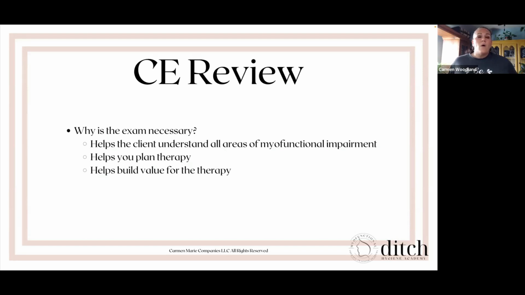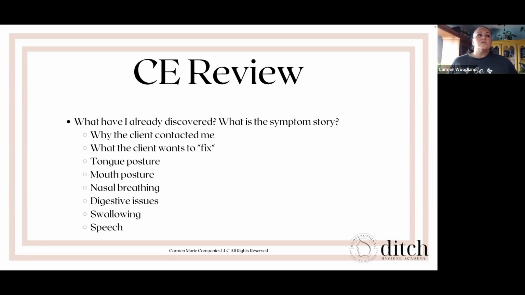So why is this necessary? It's necessary so that you can help the client understand where their myofunctional impairment is coming from. It helps you plan therapy. It helps you build value for the therapy. So when you're doing this, this is the stuff that you already know. So this is from the symptom story.